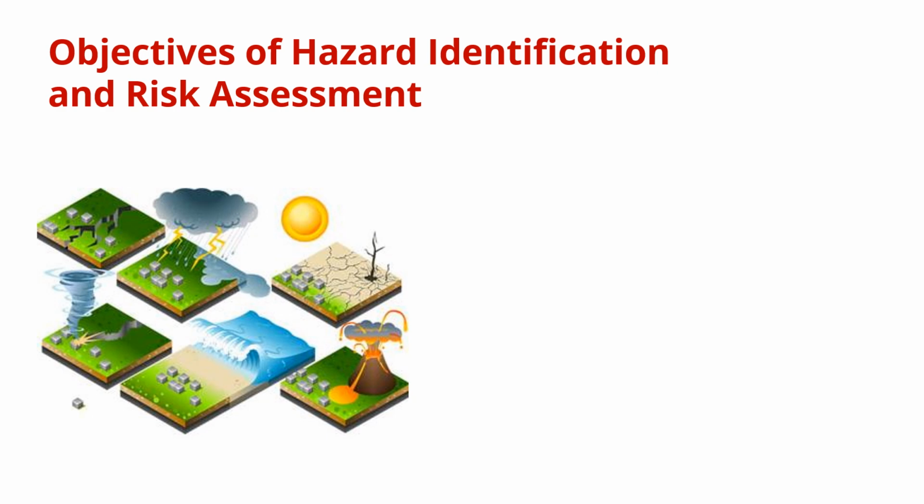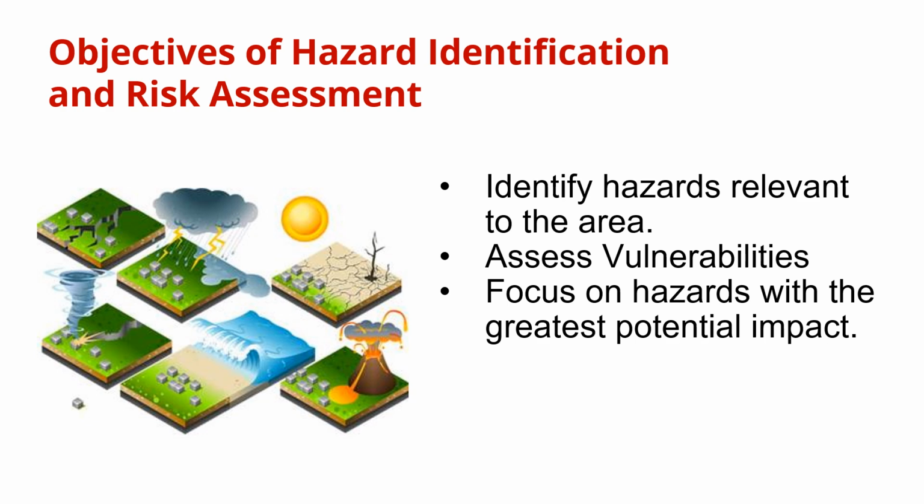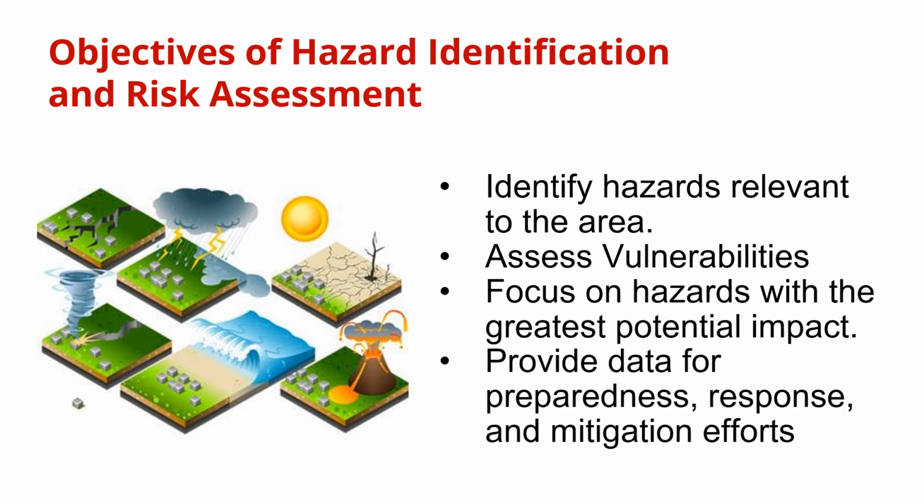Hazard identification and risk assessment serve several key objectives. First, we need to understand which hazards are relevant to the area, whether they are natural, technological, or human-made. Second, we must assess vulnerabilities to determine which populations and infrastructure are most at risk. By doing this, we can prioritize the risks that need the most attention, ensuring that we focus on hazards with the greatest potential for impact. Finally, hazard identification and risk assessment support informed decision-making by providing the data needed for preparedness, response, and mitigation.